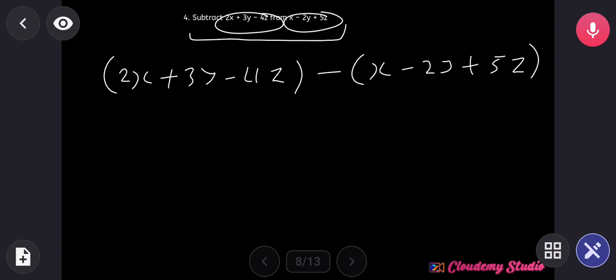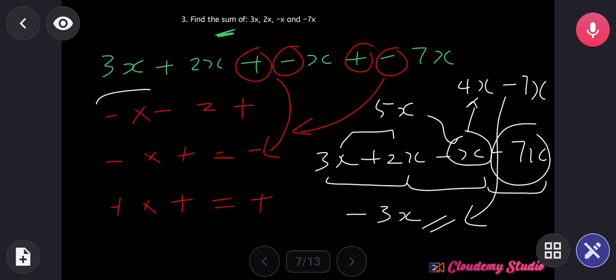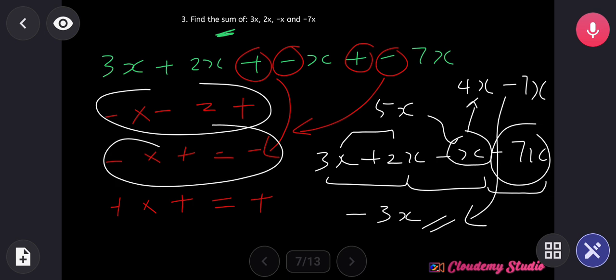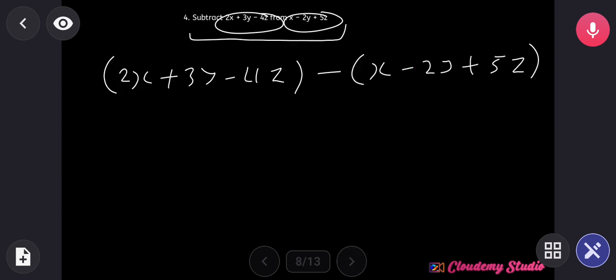I've already told you that minus times minus equals plus, minus times plus equals minus, plus times plus equals plus. Therefore, we're going to apply that rule here as well. How are we going to do that? That is minus times plus x will give us minus x. Therefore, we're going to have 2x plus 3y minus 4z, then minus x.